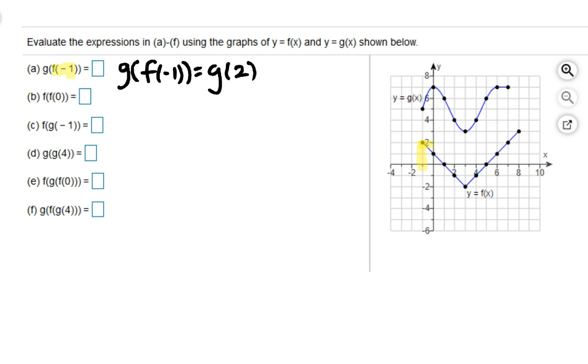So now I have the symbols g of 2. Now that 2, it was a y value for f, but now it's an x value for g. So I'm going to go to where I have an x value of 2, go up to the graph of g, over to the y value, got a y value of 4, so this is going to equal 4.